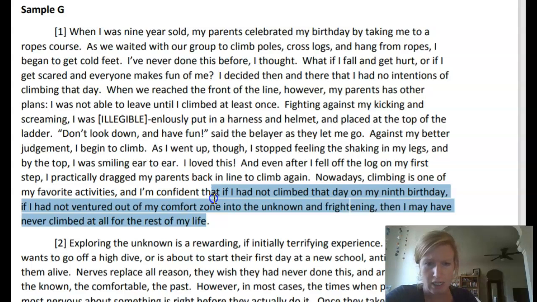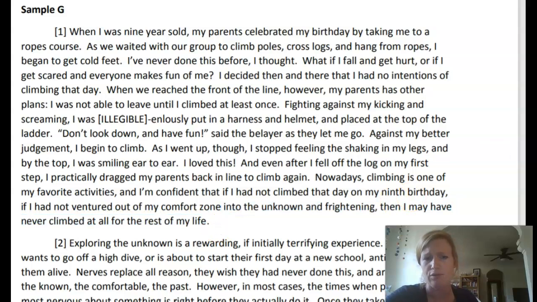And it starts here. Nowadays, climbing is one of my favorites. I'm confident that if I had not climbed on my 9th birthday, if I had not ventured out of my comfort zone, then I may have never climbed at all for the rest of my life.